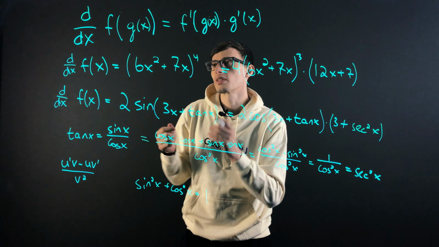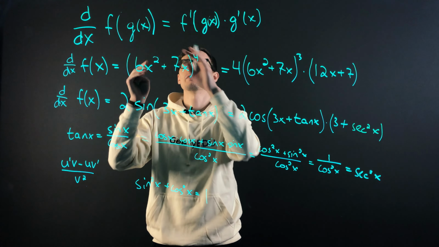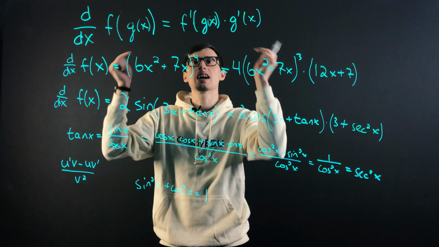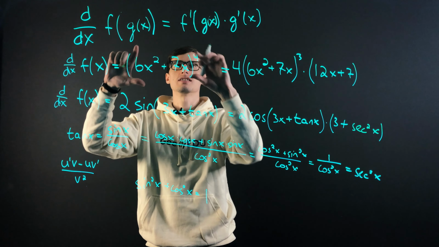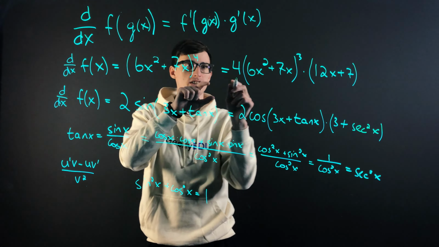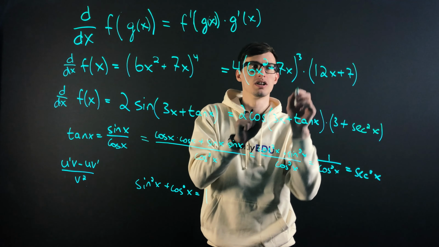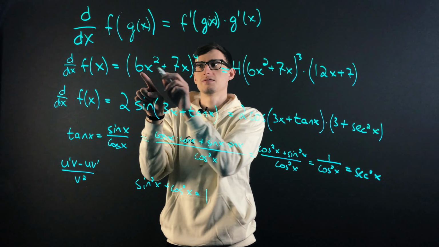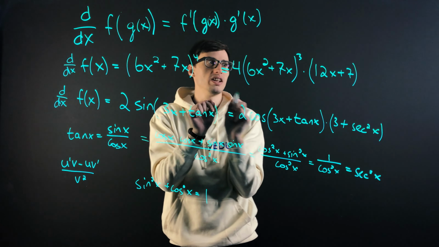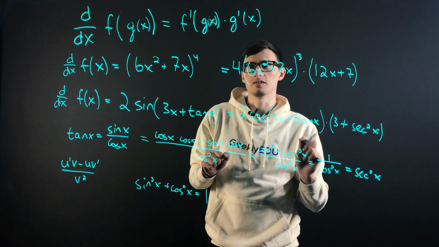It's pretty simple. Just to reiterate everything. First, you take the derivative of the outside function. You go from the outside in. In the first example, the outside function was the parentheses to the 4th. So we took that derivative. We have 4 parentheses to the 3rd power times the derivative of the inside function. In the first case, it was 6x squared plus 7x. So the derivative of that, obviously, is 12x plus 7.